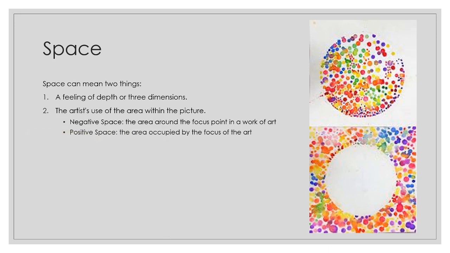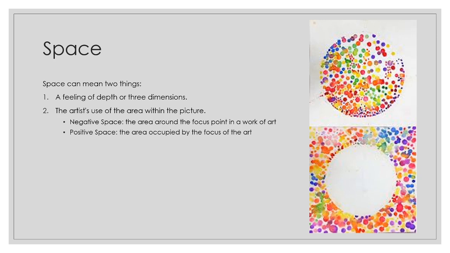So space can mean two things. A feeling of depth or 3D dimensions in a picture, or the artist's use of an area within the picture. These are called negative space and positive space. And it all has to do with where the art is focused.